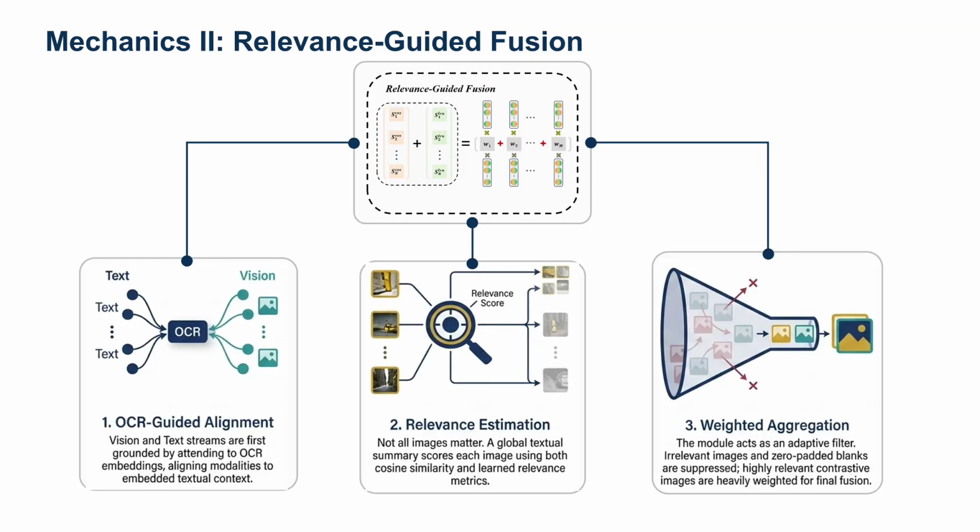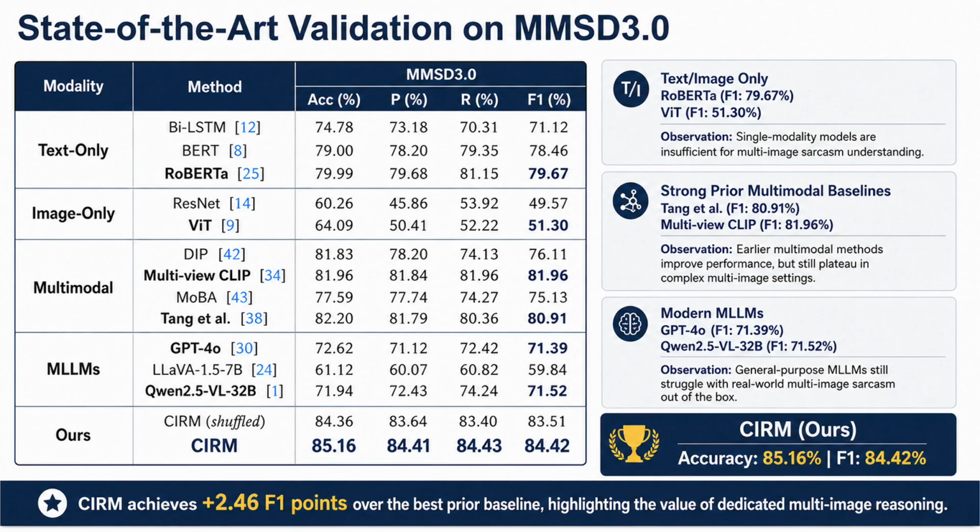The second key component is relevance-guided fusion. Not every image contributes equally to sarcasm. Some images may be central, while others may be less informative or even noisy. Therefore, we first use OCR-guided alignment to connect text-level meaning with embedded visual text. Then, we estimate the relevance of each image using both semantic similarity and a learnable scorer. Finally, the model aggregates visual evidence according to these relevance weights, allowing it to focus on the images most related to the sarcastic intent. Here are the main results on MMSD 3.0.